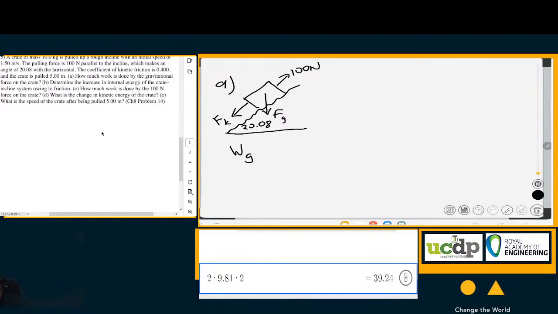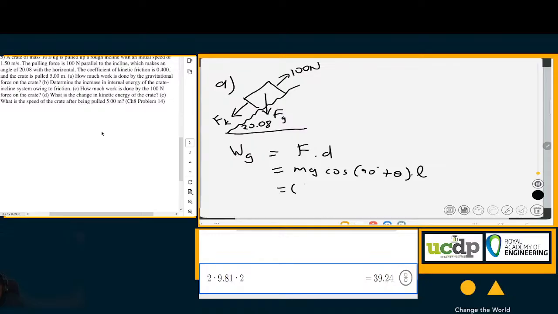So the work done by gravity is the first one. It is force times distance. In this case, the force of gravity is mg times the cosine of 90 degrees plus theta times L, the distance.